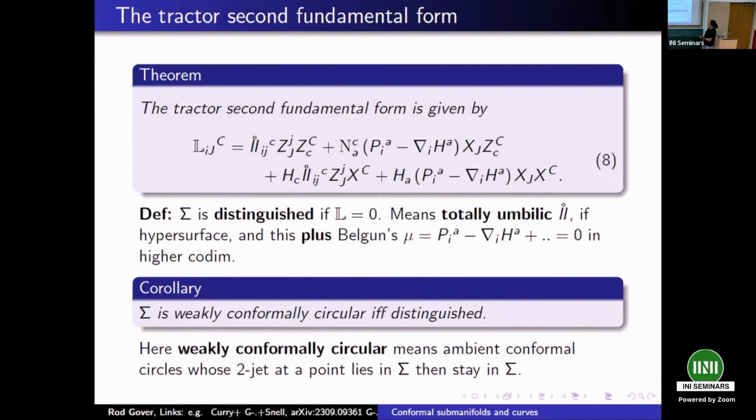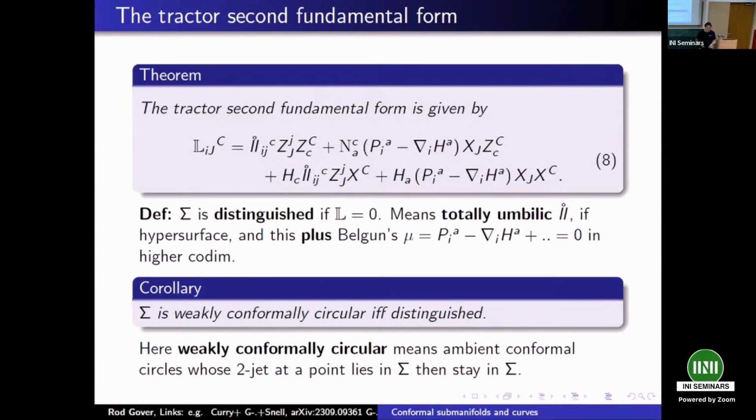How does the tractor second fundamental form look in detail? So here it is. It involves the usual second fundamental form, the ambient Schouten tensor with tangential and normal indices and so on, the mean curvature and so on.